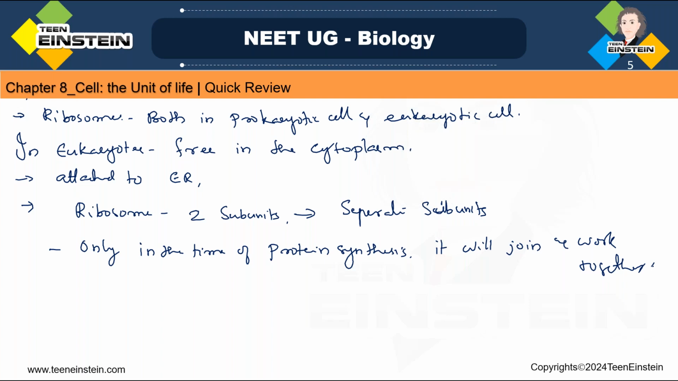The subunits will occur separately in the cytoplasm. They'll be present in the cytoplasm, but both the subunits won't be together. They will be there as separate units. And these subunits will join to form a complete ribosome particle only at the time of protein synthesis. It will be like this, one big subunit and one small subunit. These will always work as separate units, and only during protein synthesis will they join together and work together.